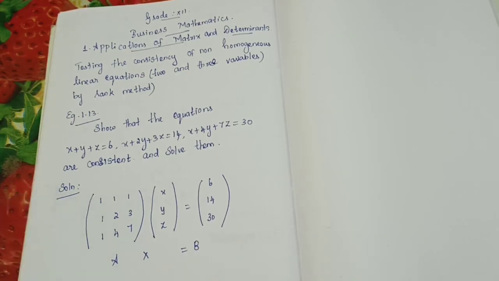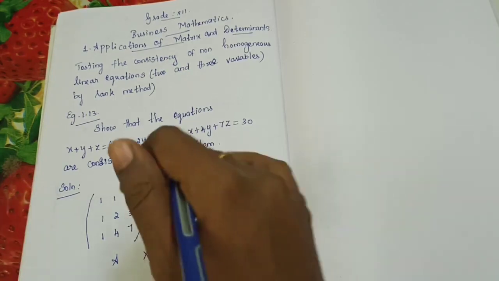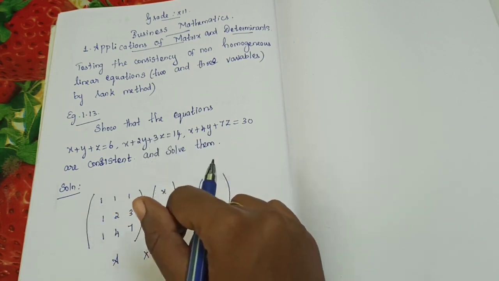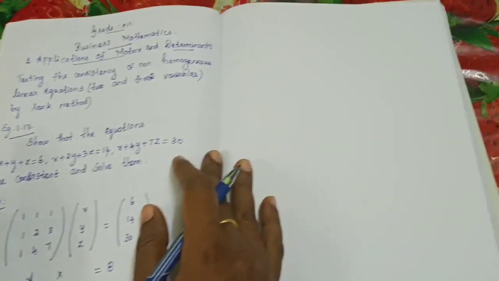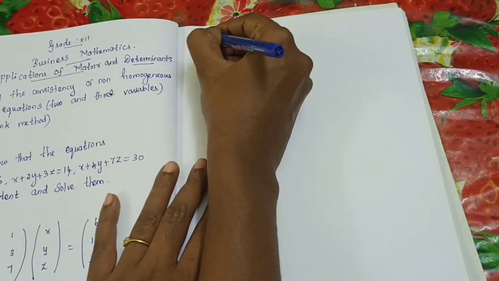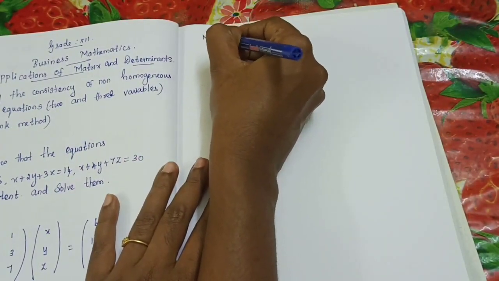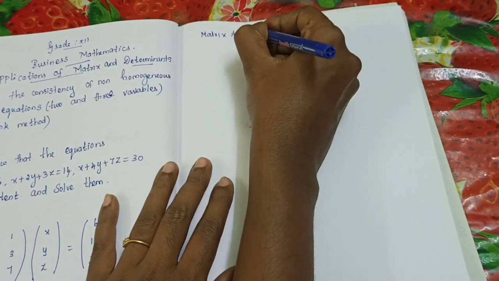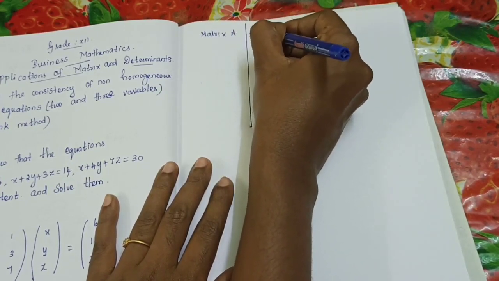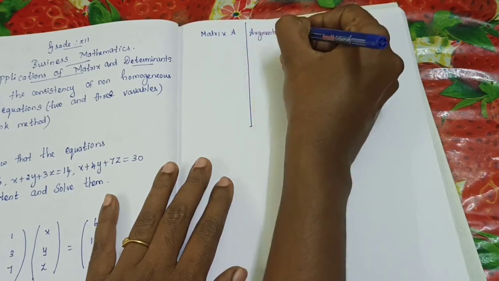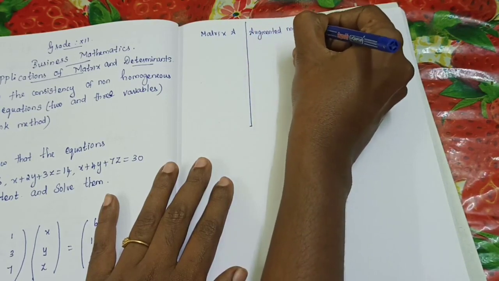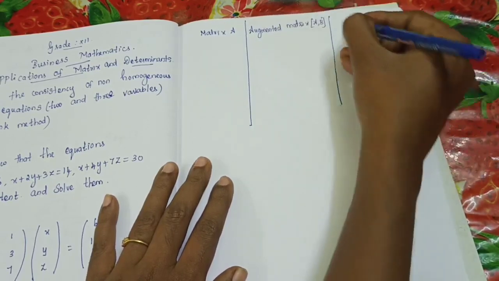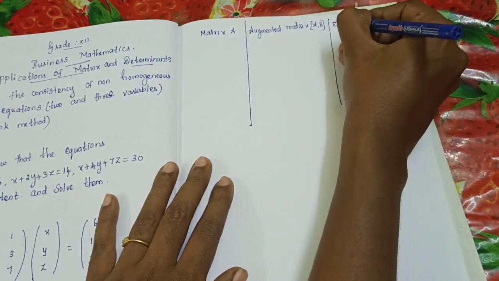Now we need to bring this particular matrix to the echelon form. So what will you do? I am writing here matrix A. Then next one is the augmented matrix, matrix A comma B. Next one is elementary transformation.